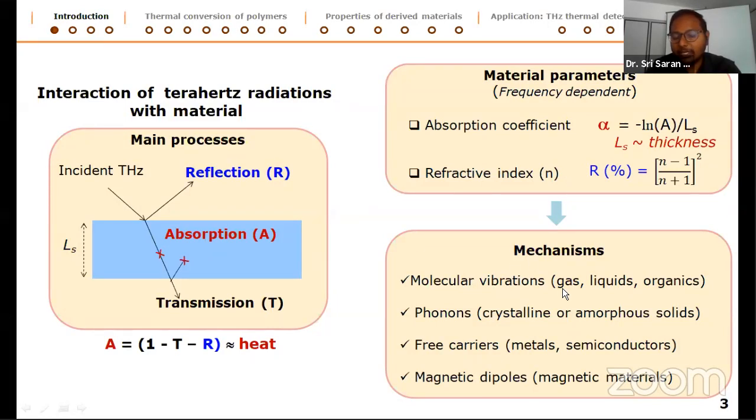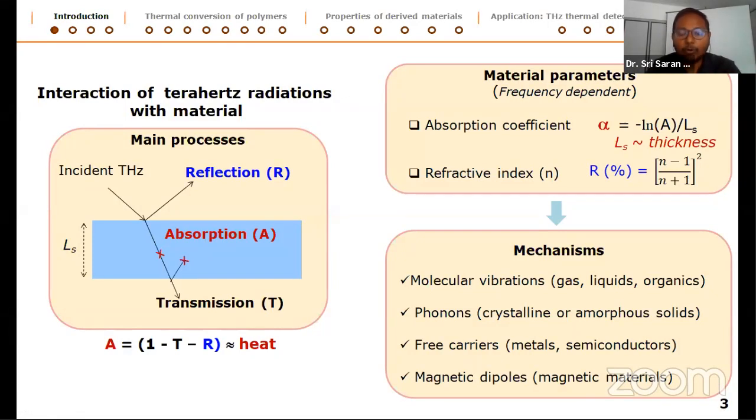It depends on the material that we use. For example, in gases, liquids, and organics, it is the molecular vibrations, like an infrared absorption. And it's phonons in crystalline and amorphous solids and free carriers in metals, and even the magnetic dipoles can be attributed in magnetic materials.